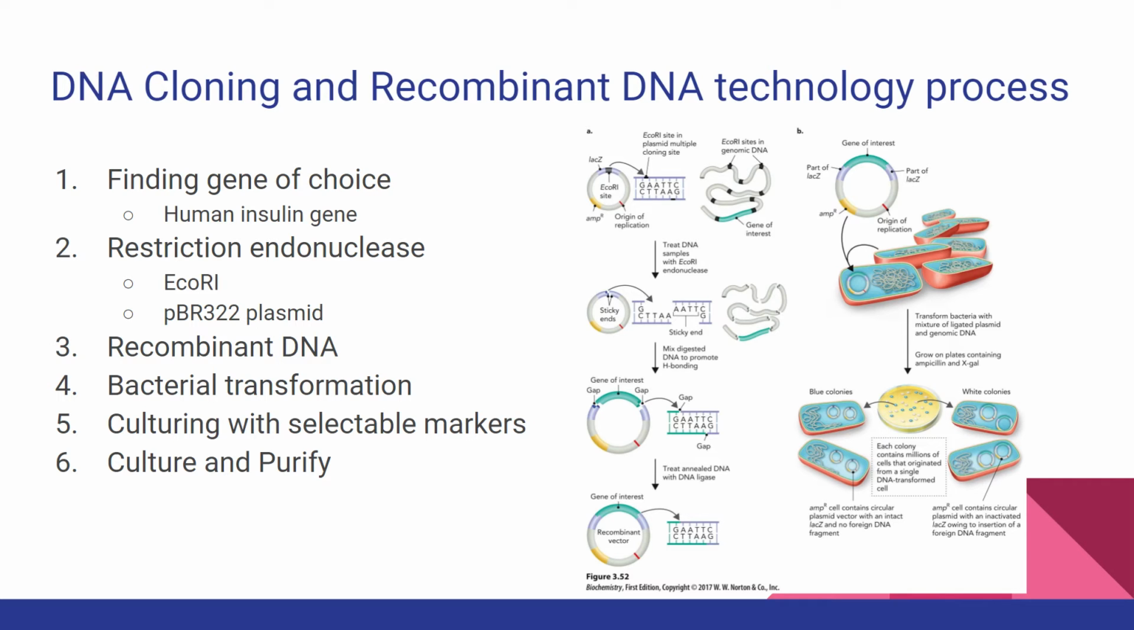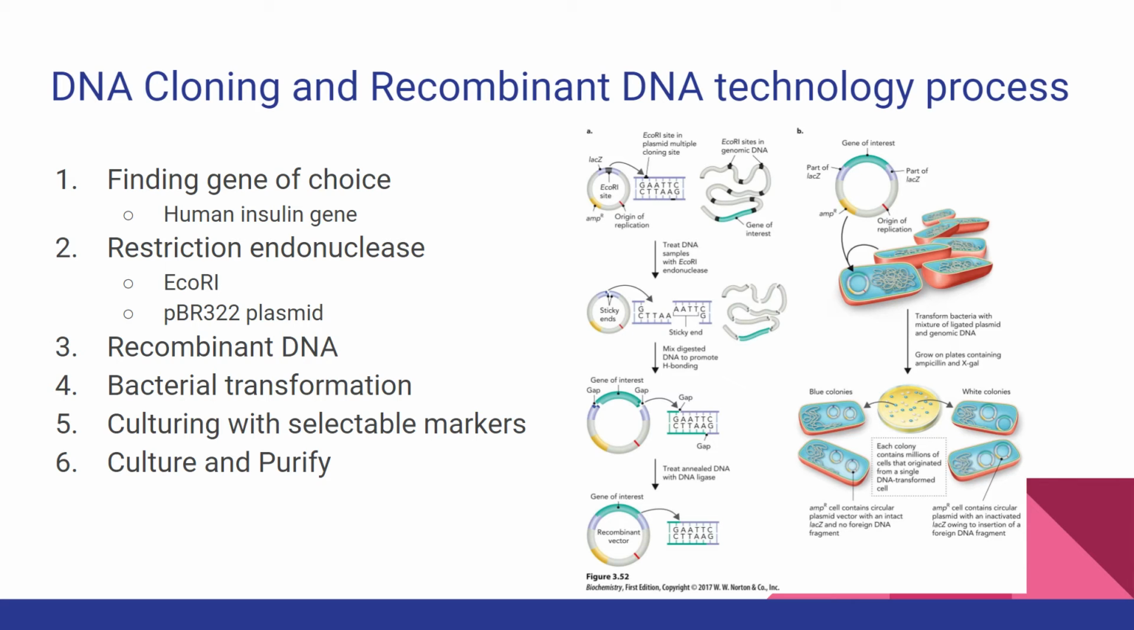We then use the same restriction endonuclease to cut the pBR322 plasmid, also creating a 5' overhanging sticky end. The sticky ends then interact by forming hydrogen bonds with one another, inserting the gene of interest into the plasmid. Then DNA ligase is used to seal the gene into the plasmid. This is now called recombinant DNA.